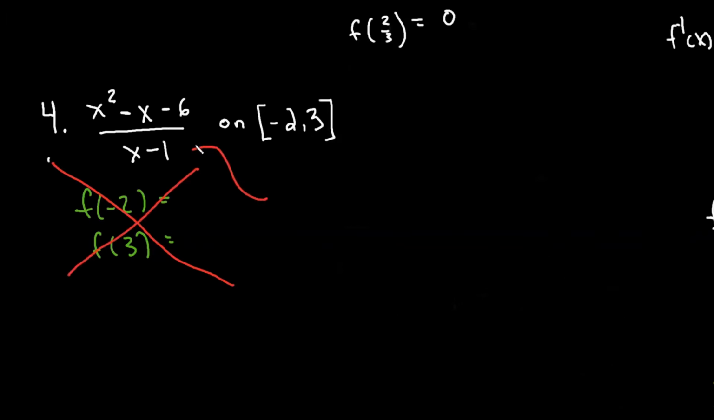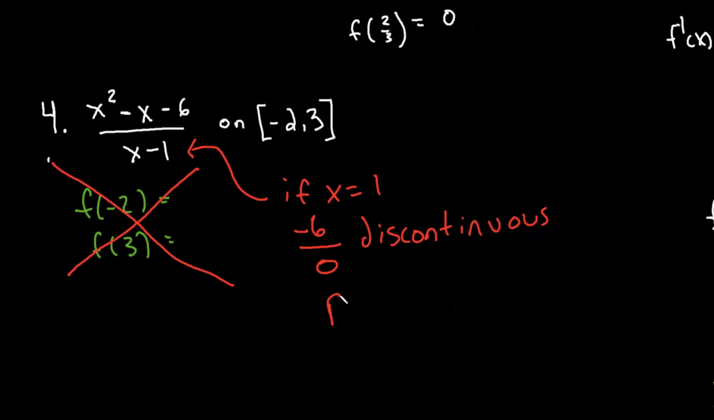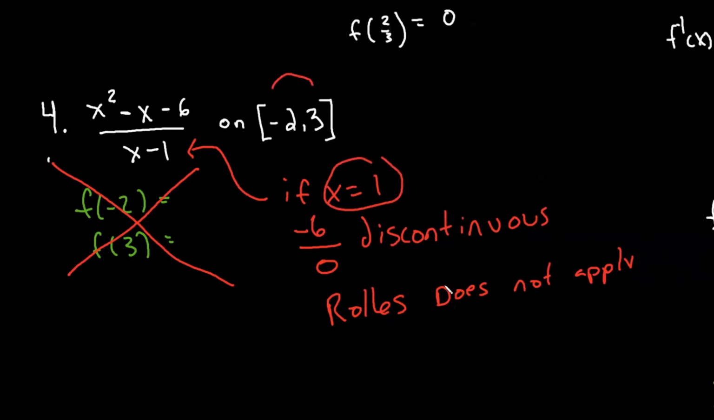This is the problem. If x equals 1, we get negative 6 over 0. Discontinuous, guys. Rolle's theorem does not apply. It does not apply for discontinuous functions, because the function has to be continuous in the interval, and 1 happens to lie in the interval, so Rolle's theorem does not apply.